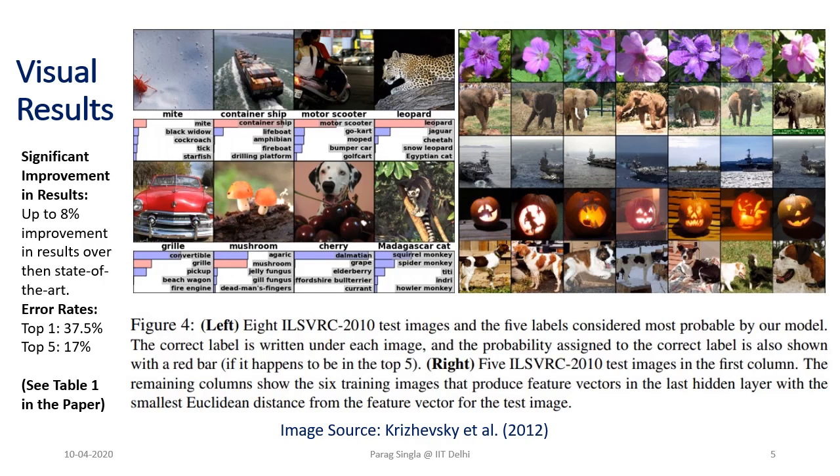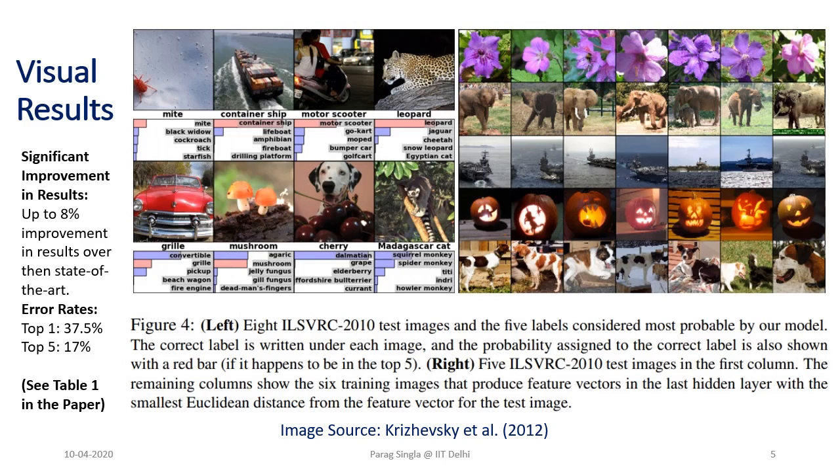On the right side, this set of images is more interesting. The first column in each row is actually a test image, the image for which the model is asked to make a prediction, and right next to it, in each row, there are six images being displayed. These images are from the training set, and these six are the images in the training set which have the highest similarity to the test image in terms of the feature map at the final layer right before the output is produced.